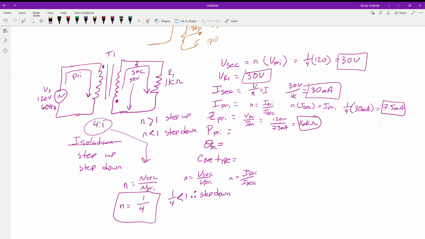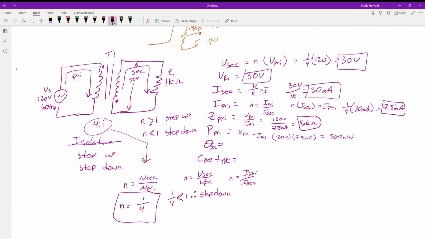Okay, so power in the primary is going to be voltage primary multiplied by current primary. So we take the 120 volts, multiply that by the 7.5 milliamps, and that's going to give us 900 milliwatts of power. Most of the transformers that we have, and especially the ones that you guys took home, are rated for, I believe, about 10, 15, 20 watts of power. So this is well within what it can handle.